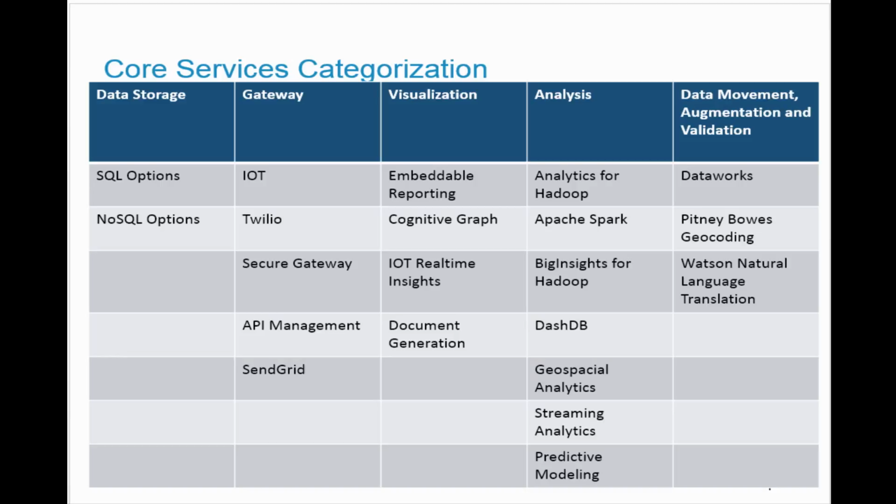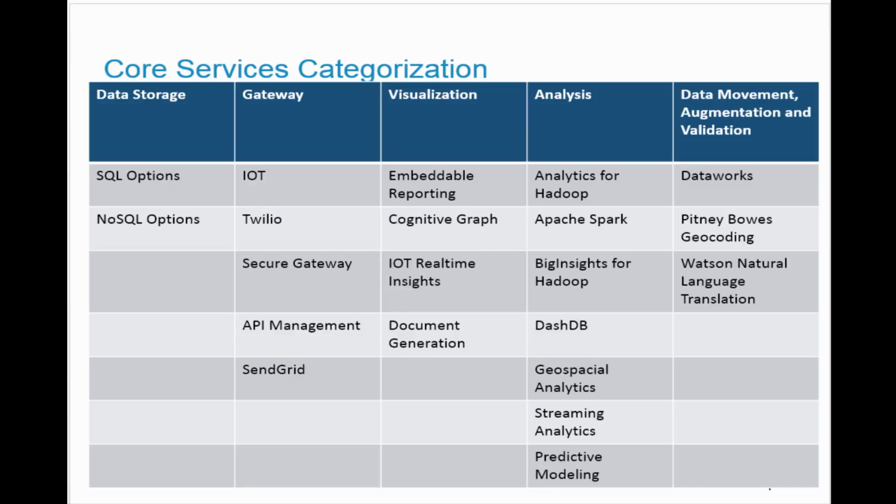Earlier, we also talked about the notion of analysis tools, and I listed out a couple of examples like analytics for Hadoop and Apache Spark, but there are several other more specialized ones for things like geospatial analysis and streaming analytics and even predictive modeling, if that's the kind of information you want to try to derive out of what you've seen in the past to be able to predict the future. When we were looking at data movement, there's also the questions of augmentation and validation. So it's not just moving your data between different parts of Bluemix, which you can do with the data work service, but also you may want to translate the data, for instance, using something like Watson Natural Language Translation.